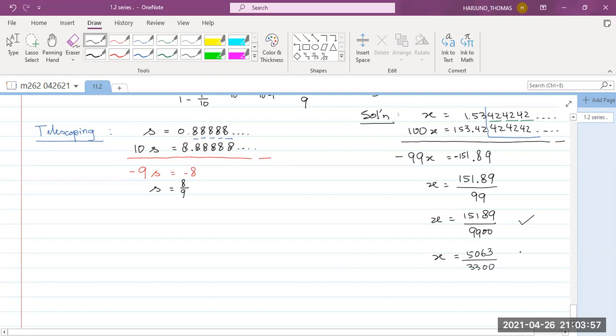And then you can use your calculator. 5063 divided by 3300. It will give you what we want.